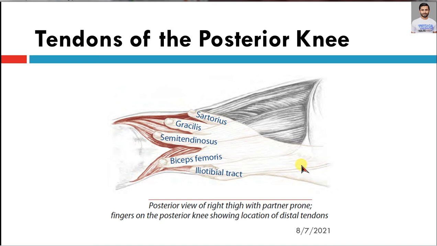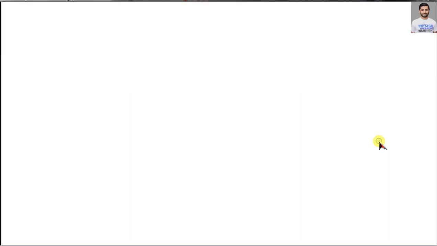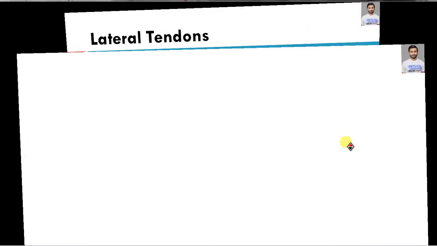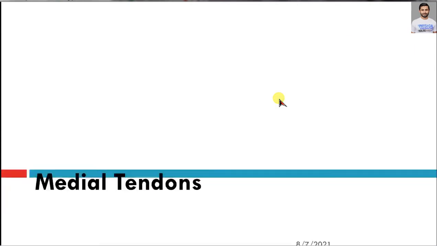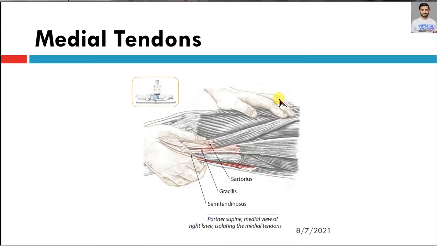If you place your hands just like this on the posterior knee, you will find the sartorius most medial, then gracilis, semitendinosus, biceps femoris, and the iliotibial band. Of course, the semimembranosus is deep to this. The lateral tendons are the biceps femoris, both heads, and the iliotibial band. The medial tendons are the sartorius being most lateral, then medial to it the gracilis, and then medial to it the semitendinosus, with the semimembranosus being deep to it.